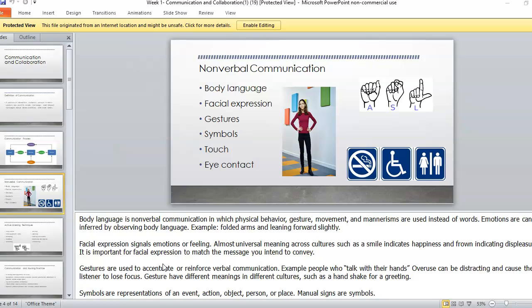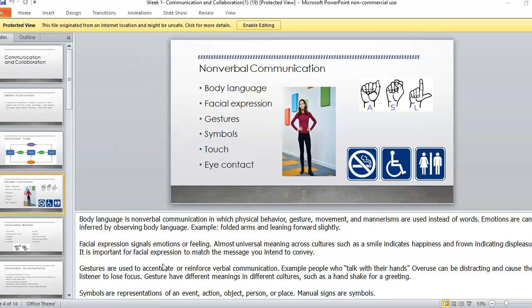When we talk about gestures, we're talking about being careful that we're not overusing our hands, and keep in mind that this is where culture can play a role, that different gesturing of hands can mean different things, such as a handshake for a greeting. Eye contact is another one that is very culturally sensitive. Some cultures want to see eye contact to know that you are involved and engaged, whereas other cultures might find this as a sign of disrespect.